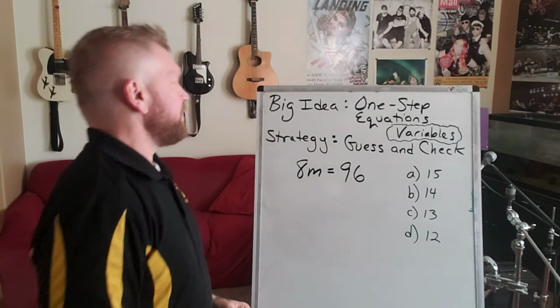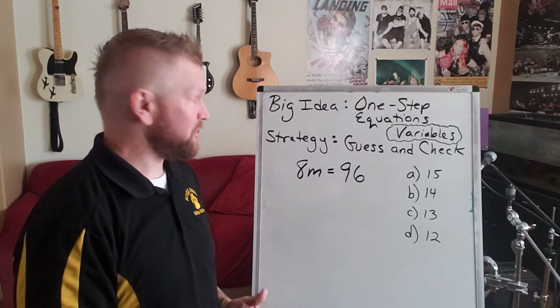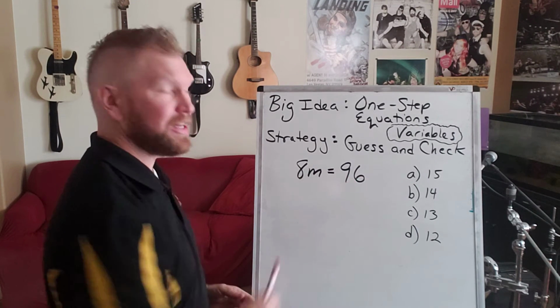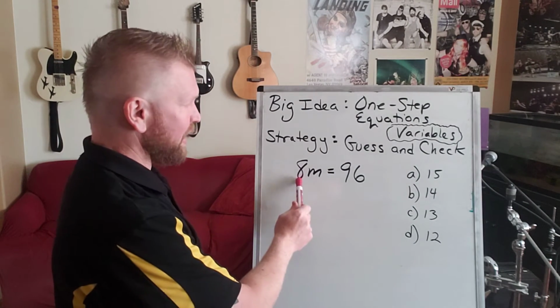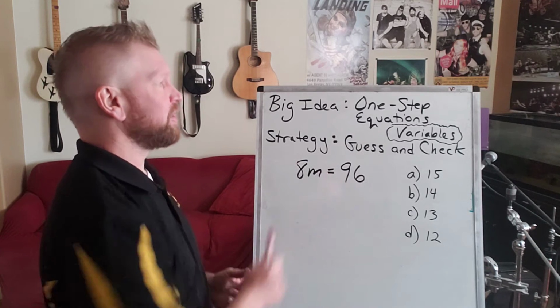All right, for this problem, the big idea is one-step equations. This is an example of a one-step equation. What makes it an equation is an equal sign, that something is equal to something else. What makes it one step is that there's one operation happening. There's 8 multiplied by m equals 96, so that's one step, and it's an equation.